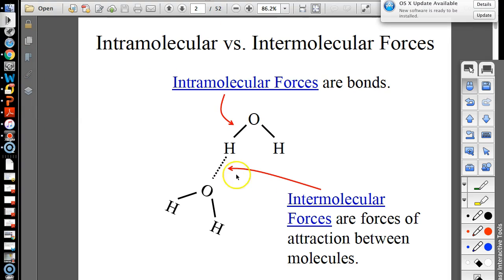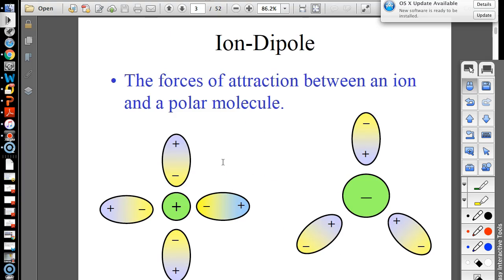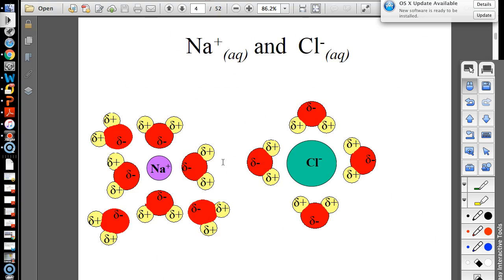Intermolecular, depending on how lucky you are, it may have one of these fake little intermolecular dash lines, but it might not have that, and so you have to be able to put that in there yourself if you need to. Ion dipole, this is where I'm dissolving something in water, usually. Could be other things, but this is typically how it goes down. And recall that the negative dipoles of the water surround the positive ion. We've been through this before.